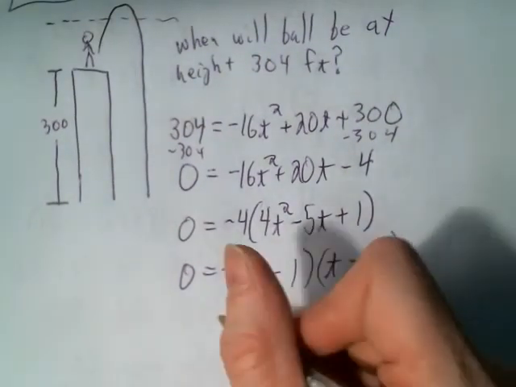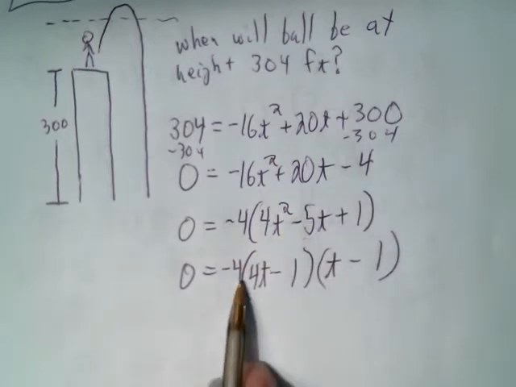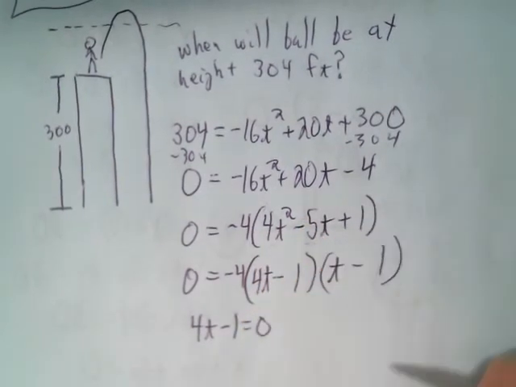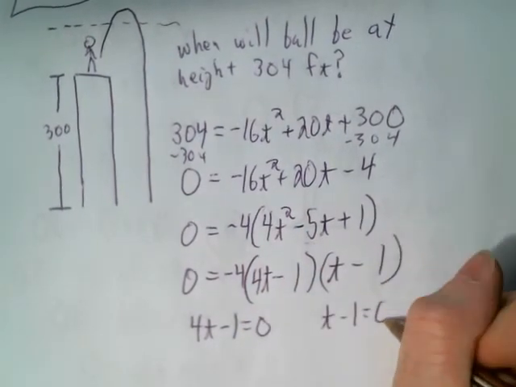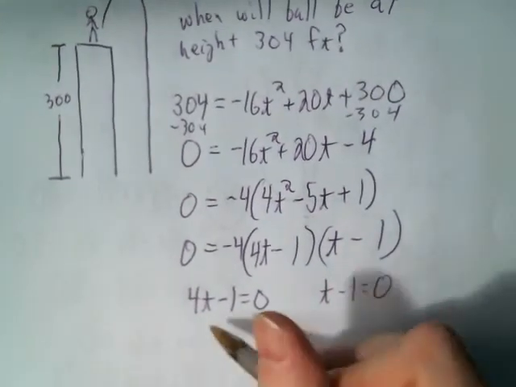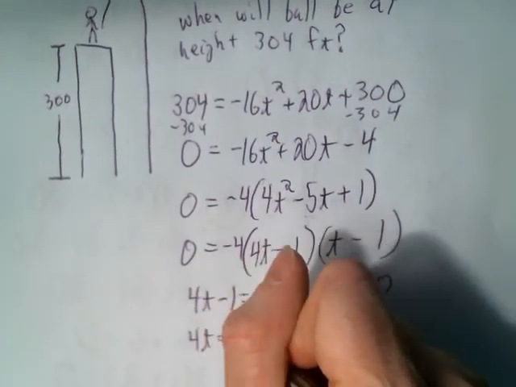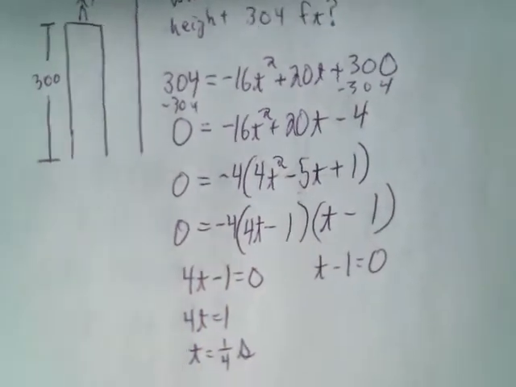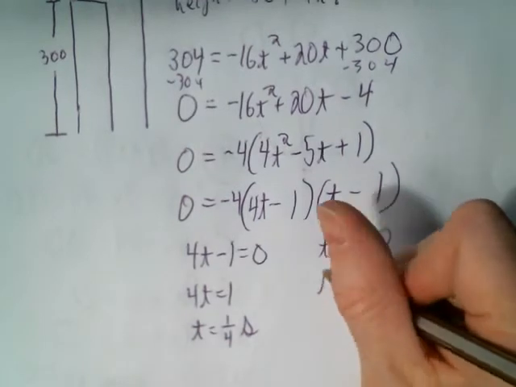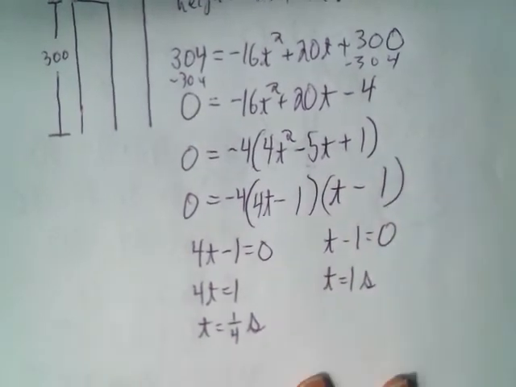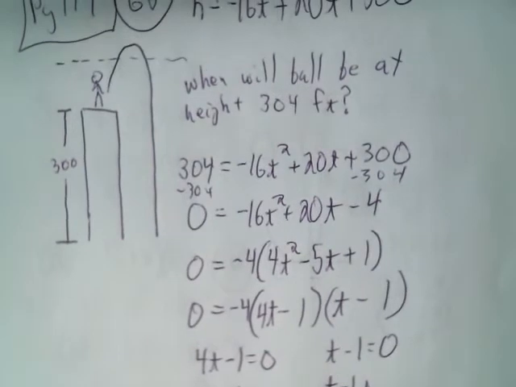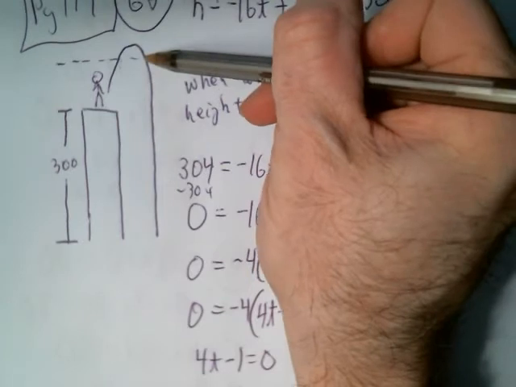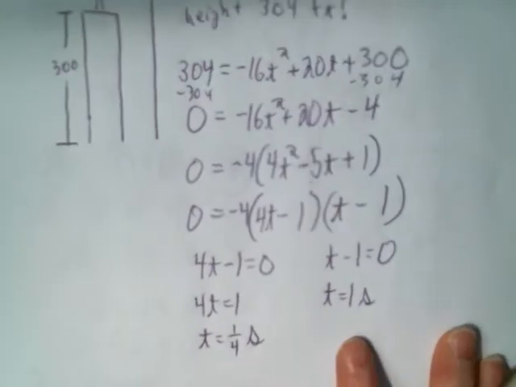Set these parts equal to 0. Negative 4 will never be 0, so you can throw that out. But these other two parts will give us some information. Solve this equation: 4t is 1, so t is 1/4, and that's in seconds. And over here, t is 1 second. So the ball will be at 304 feet at time 1/4 seconds, and then it keeps going up and goes back through that height at time 1 second.